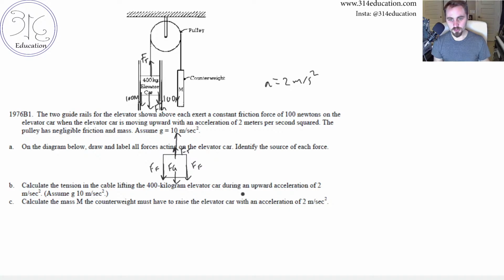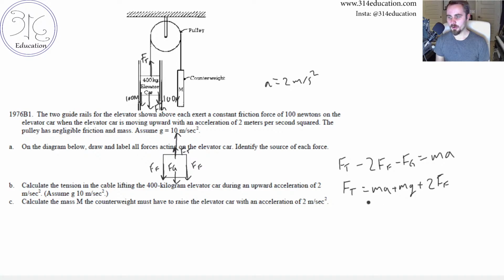So calculate the tension in the cable lifting the 400 kilogram elevator. If we're moving upwards at 2 meters per second squared, Ft will be our positive value. Then we have a negative. Our friction forces are the same, so I'm just going to write them as 2Ff, minus our Fg. That's going to equal our mass times our acceleration. We know our acceleration, so we can solve by rearranging. Ft is going to equal our mass times acceleration, plus Fg, which is our mass times gravity, plus this 2Ff.